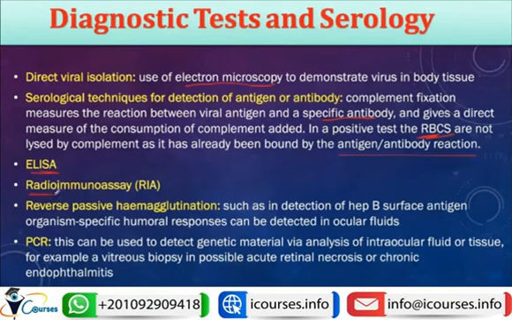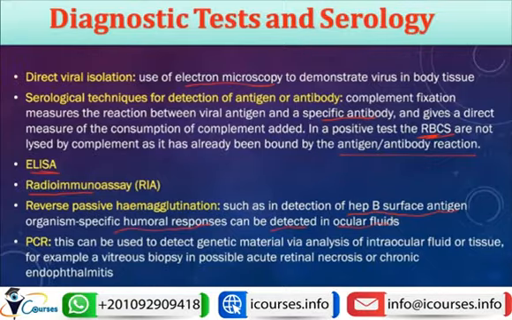ELISA test and the radioimmunoassay test and reverse passive hemagglutination test. This can be used, for example, for hepatitis B surface antigen, in which there is a specific humoral response that can be detected in ocular fluids.